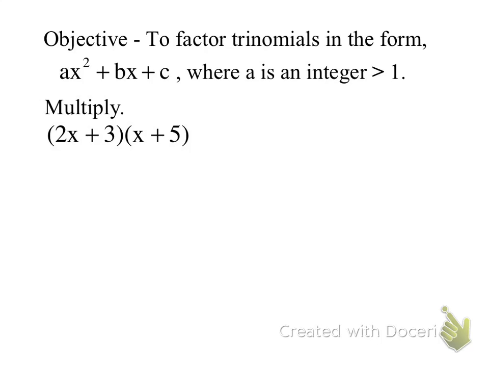So let's pretend this is just like 2 times 3. 2 and 3 are the factors, and 6 is your product. Here we have 2 binomial factors. When you multiply them, you get 2x squared plus 13x plus 15. If I am going to factor this, because it has a coefficient for the quadratic term, it's a little bit different.